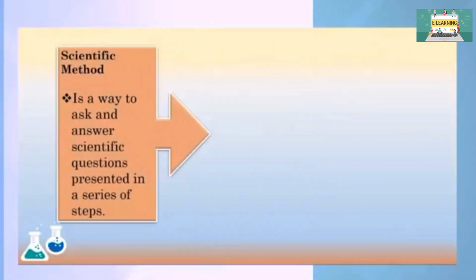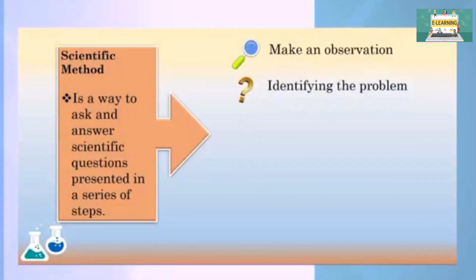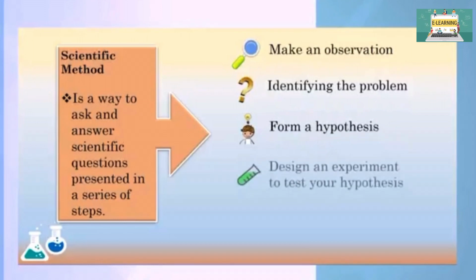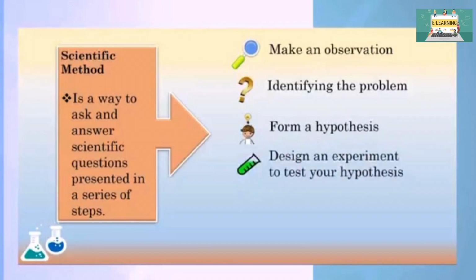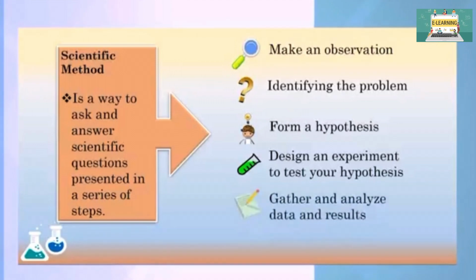The scientific method is a way to ask and answer scientific questions presented in a series of steps. Number 1, make an observation. Number 2, identifying the problem. Number 3, form a hypothesis. Number 4, design an experiment to test your hypothesis. Number 5, gather and analyze data and results. And number 6, draw a conclusion.